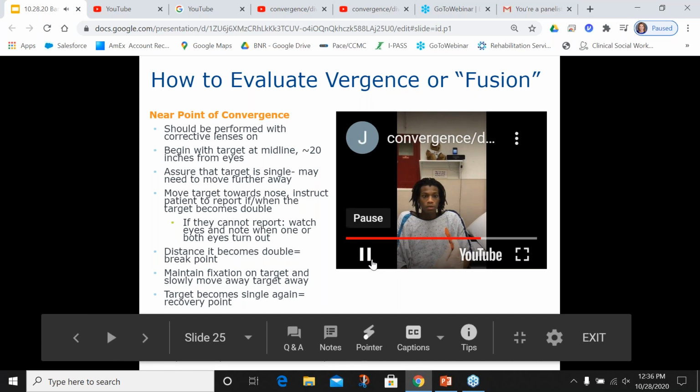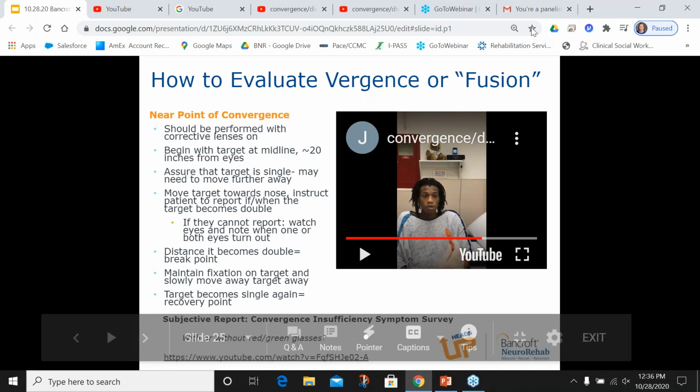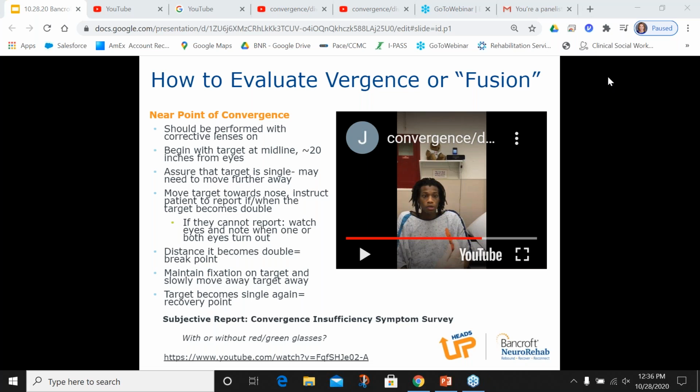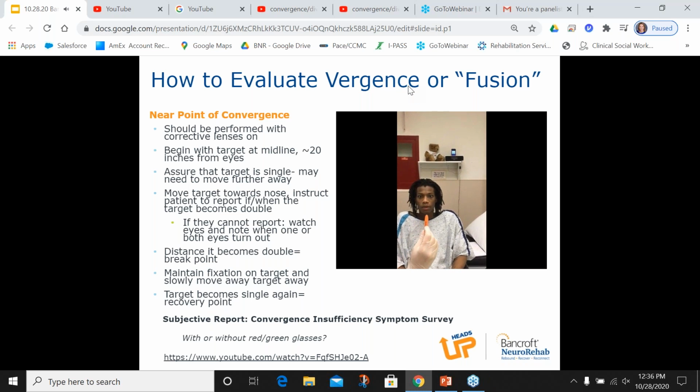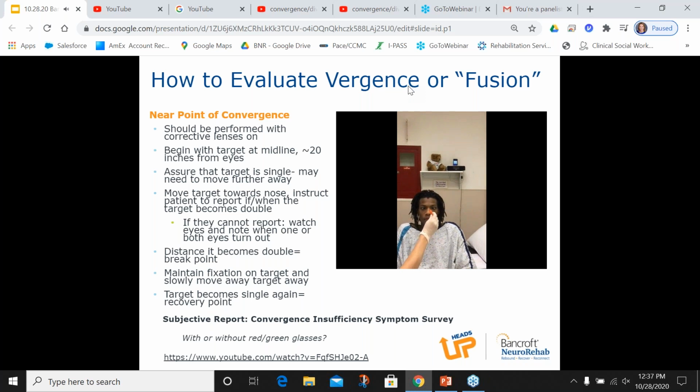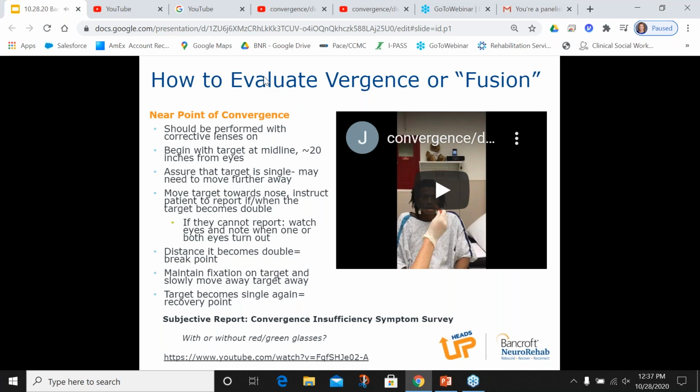What you don't see here is that as soon as they report that double vision, we take a measurement at the distance they're at. Then we pull the target either away or closer and measure the recovery point, when that target becomes single again. For a perfectly intact person, we would expect the break point, where the target becomes double, somewhere between 2 and 4 inches from the nose, and then it becomes single again somewhere around 6 to 8 inches from their nose.